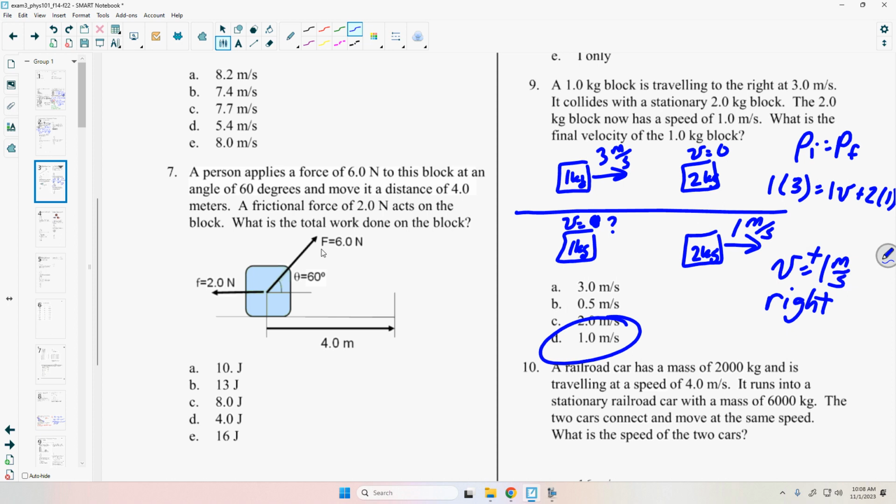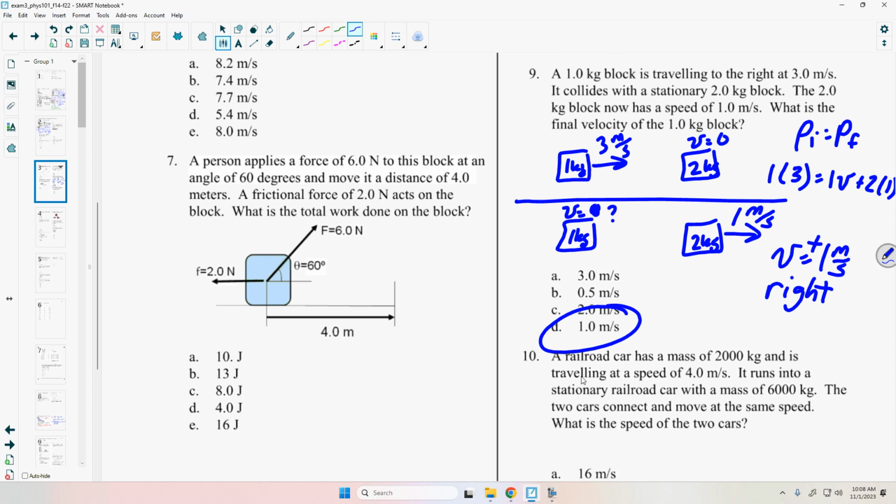Okay? It's a collision problem. You're going to have that also in the free response. Remember I told you that that free response would actually be a perfectly inelastic collision. That's when the two objects do what? They stick together and they move off at the same speed. That'll be your free response.